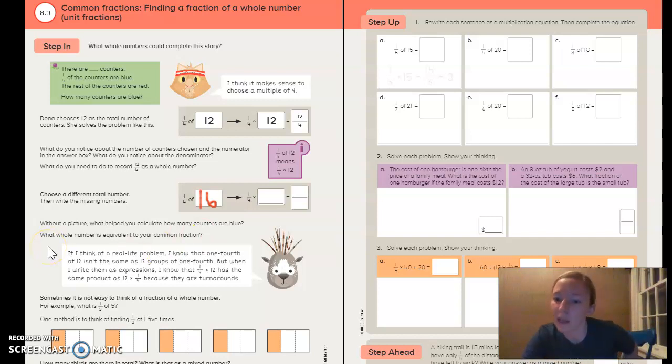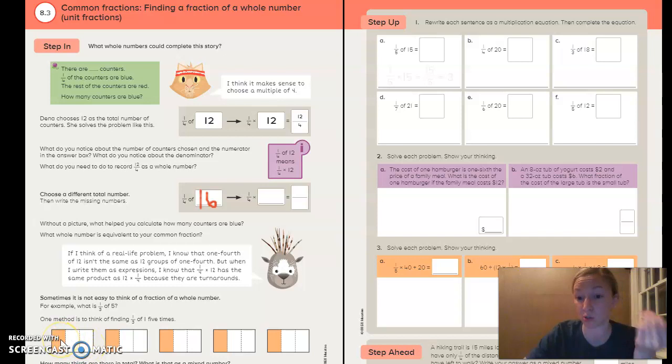Now, they give you another way to think of it too. If you're one of those people where visuals help you, this will really come in handy. So if you scroll down or look at this area of your journal, it says, sometimes it's not easy to think of a fraction of a whole number. For example, what is 1/3 of 5? One method to think of finding 1/3 of 5 is to think of finding 1/3 of 1 five times. So what they did was they drew their own visual, and so they drew 1/3 five different times.